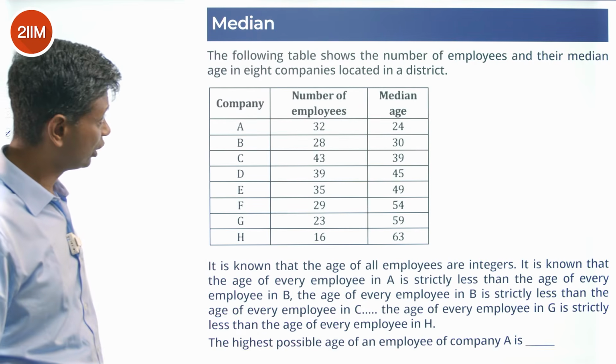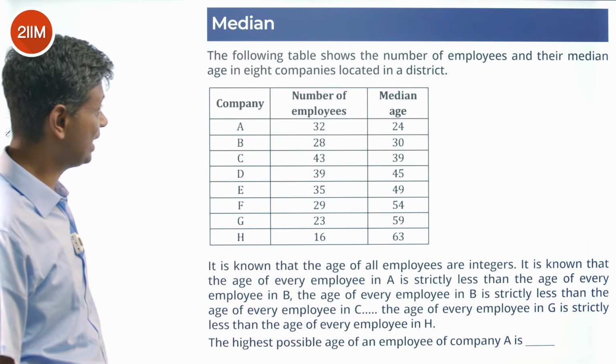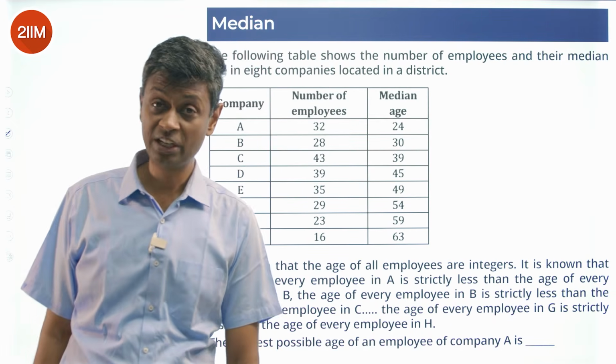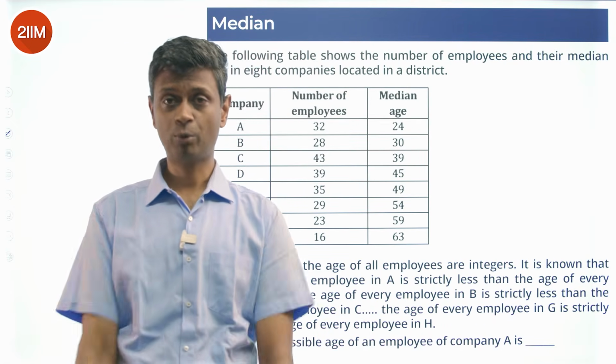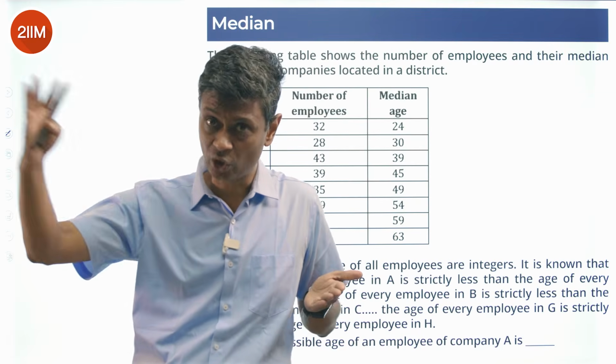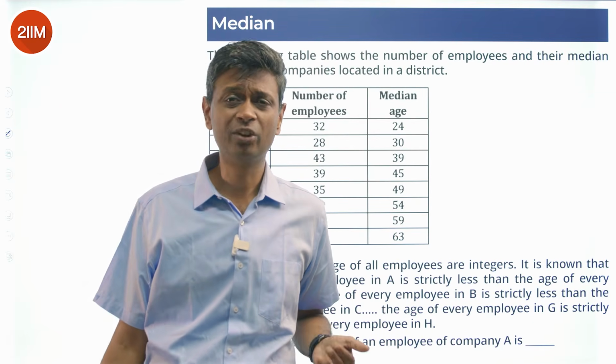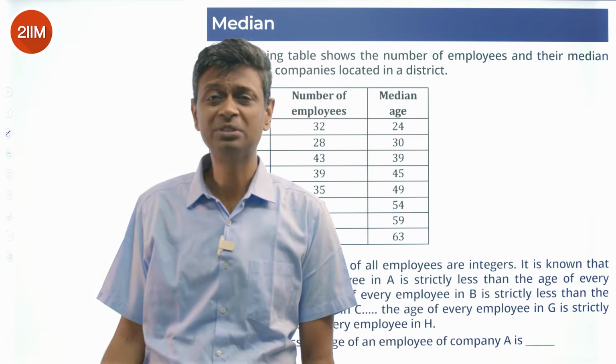The following table shows the number of employees and their median age in 8 companies located in a district. Median age is the middle age, middle point, and you arrange them in ascending order. An odd number of terms, median is very easy to find. Even number of terms is a pain.